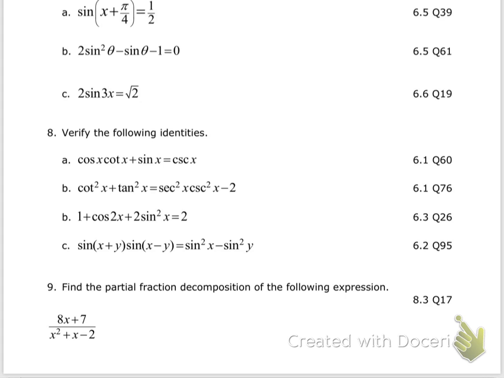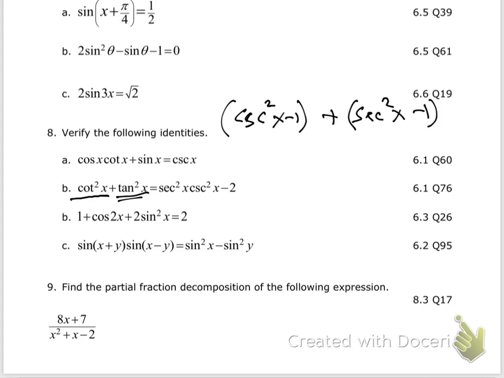Right, let's take a look at the next one. Cotangent squared, tan squared. This here is cosecant squared x minus 1 plus that right there is secant squared x minus 1. Okay? Now, if I add all these together, I've got the cosecant squared x plus the secant squared x, and -1, -1 is -2.